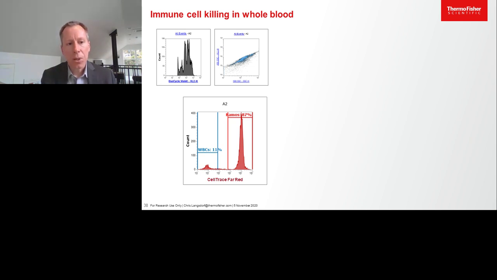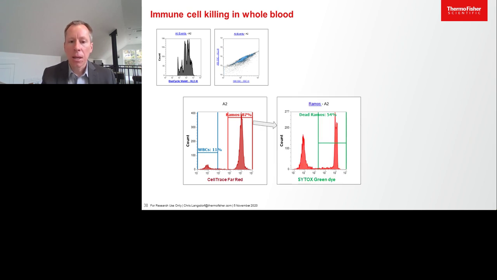And so then the next question we wanted to ask is, how viable are the target cells? Were they killed during this 2 hours of sitting in whole blood? And the answer to that is yes, they were very substantially killed. We see 54% of dead cells as reported by cytotoxic green. And so again, we can clearly identify our target and our native white blood cells, and we can very clearly see our live and our dead cell populations.